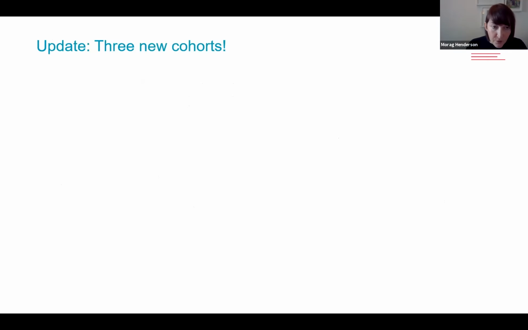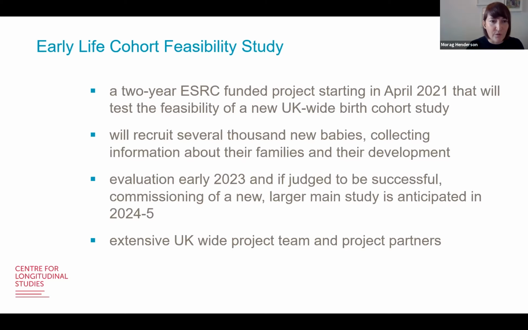We also have 3 new cohorts. Now, maybe this is a bit too much information at this stage, so I'll just whiz through them. So in addition to the 4, we've got those born in the year 2000, those born in 1989-90, those born in 1970 and 1958. We've got 3 new cohorts coming that we're involved in. One is just a feasibility study that we're trying to establish, as the name suggests, whether it's feasible to introduce a whole new UK-wide birth cohort study. If it's judged successful, a new larger study will be commissioned in 2024.